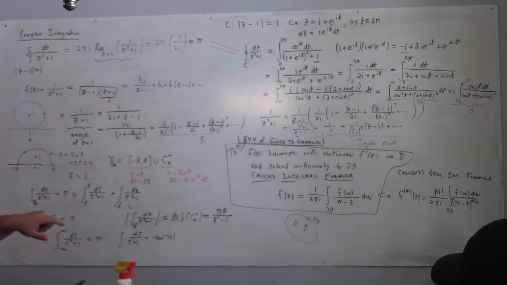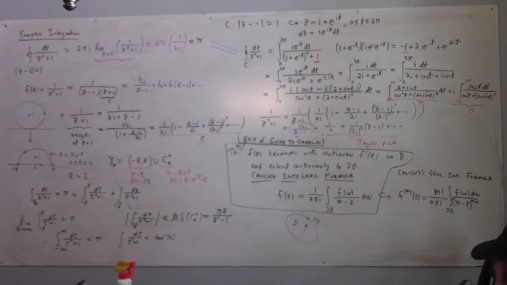Integrating f prime divided by (w minus z) squared. In other words, you can use the Cauchy generalized integral formula for calculating derivatives by integrating.